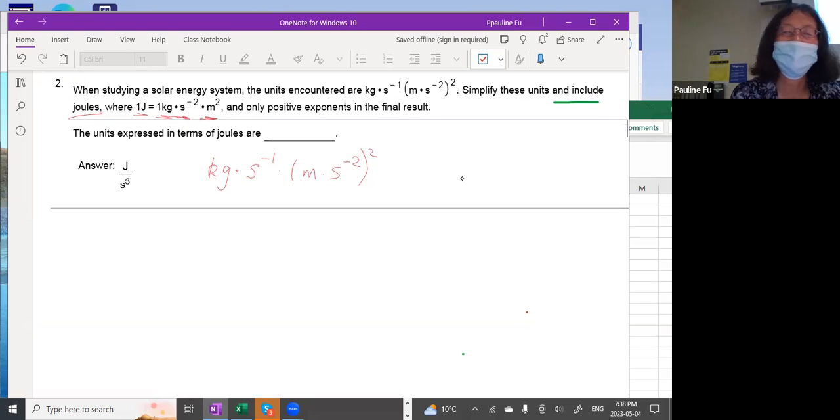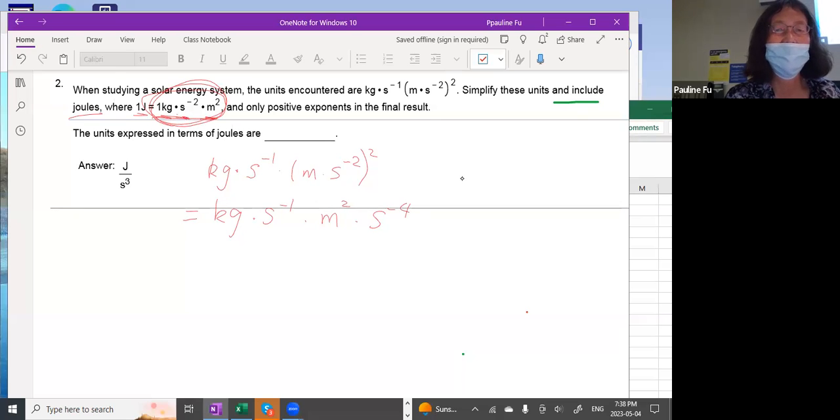Okay, so let's do this together. So this one equals kg times s raised to power 1 times m raised to power 2 times s raised to power negative 4. Okay. Any questions? And now I want this term: 1 kg times s raised to power negative 2 times m squared. So I already have kg here, m squared here, but here I got s negative 1, and I want negative 2 here. If I have negative 2, it will match this one.